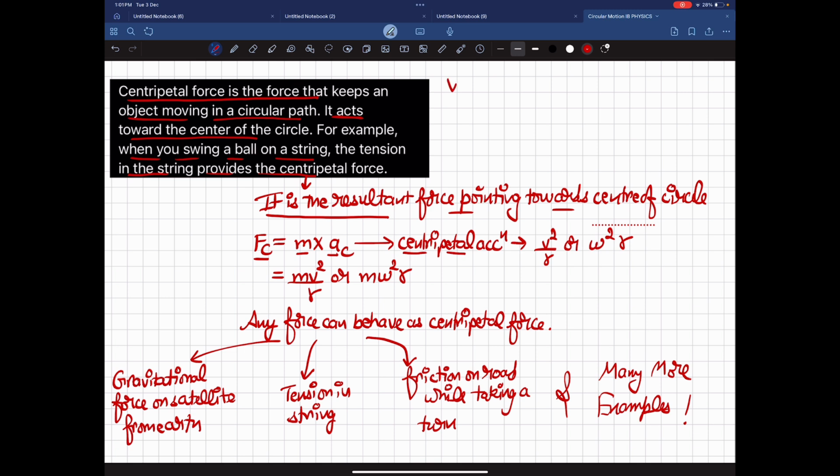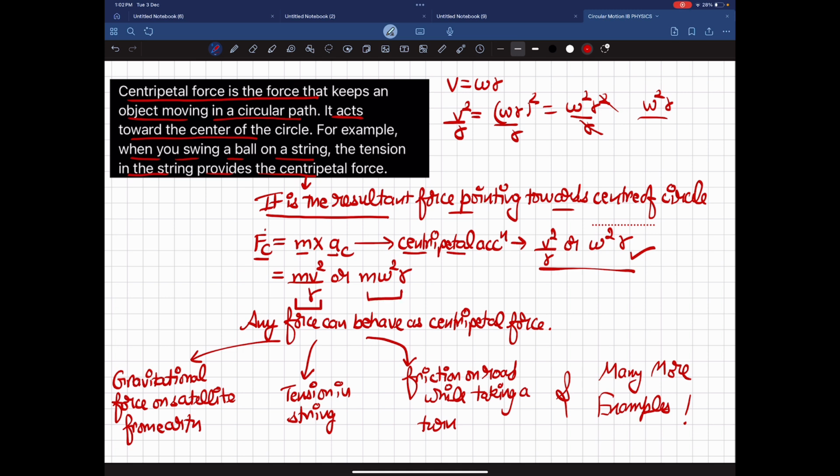What is the conversion? See, we know that v is equal to omega r. So v square by r can be written as (omega r) whole square by r, which becomes omega square r square by r; the square cancels, so omega square r. Both are the same thing. This will be given to you in your data booklet. Now, if you multiply either of these two with mass, you will get the centripetal force. So m v square by r or m omega square r.